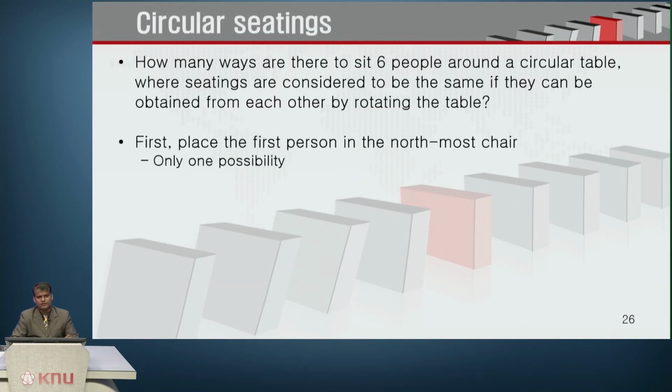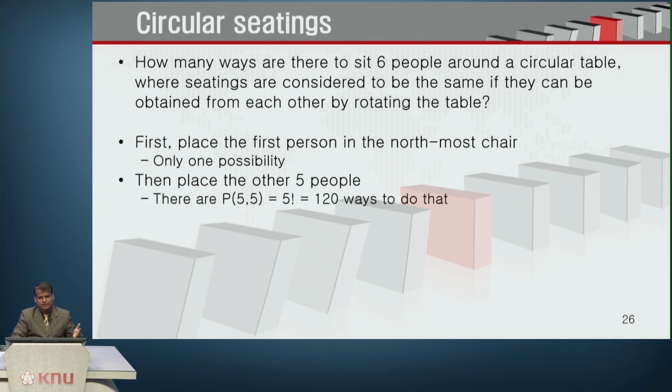You can have a look at this example. This is quite an interesting example about the circular seating arrangements of 6 people. When you form this circular seating arrangement of 6 people, first place the first person, say for example in the northmost chair, and then place the other 5 people. As you place these 5 people, you come up with the possible permutations of 120 ways to do this.